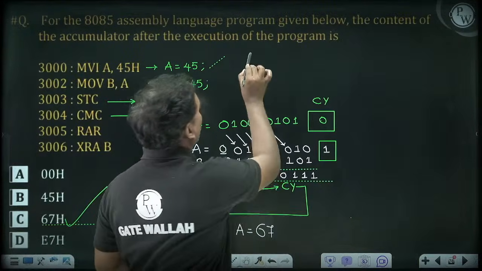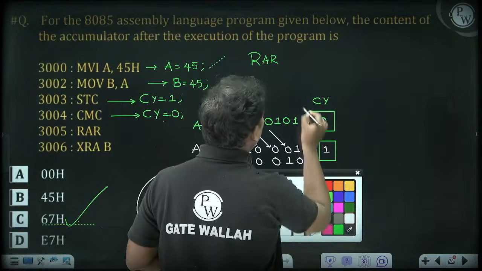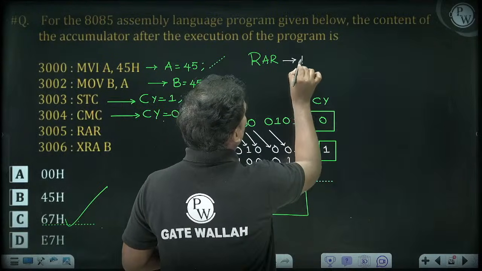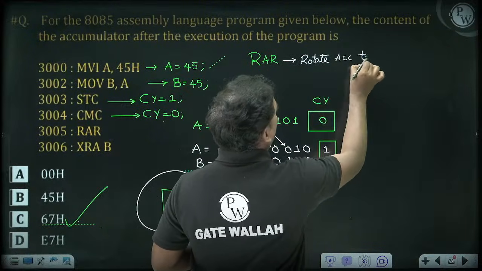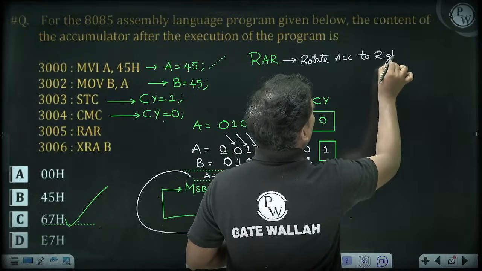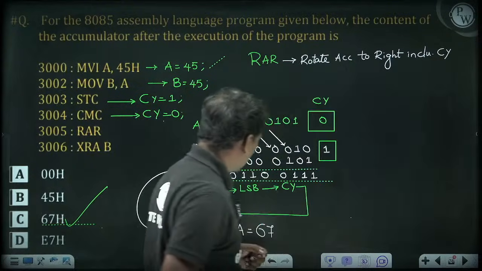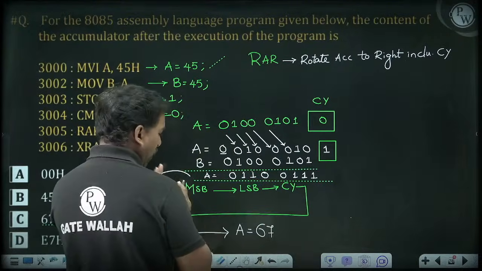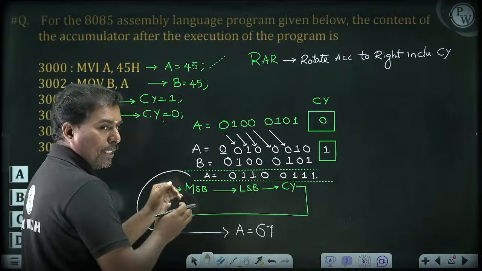What is the meaning of RAR? So you have to rotate accumulator to right side, including carry. So that's what I am telling. Right side shift, MSB to LSB shift, LSB to carry shift. Carry then comes back to the MSB place.